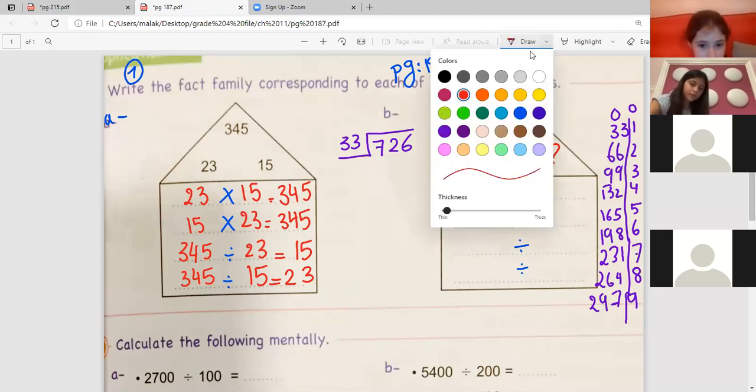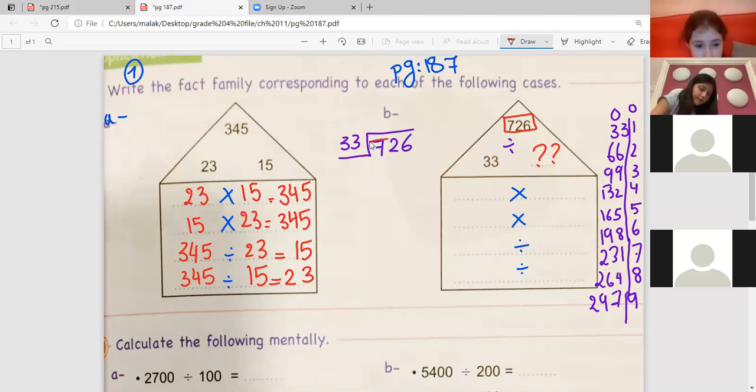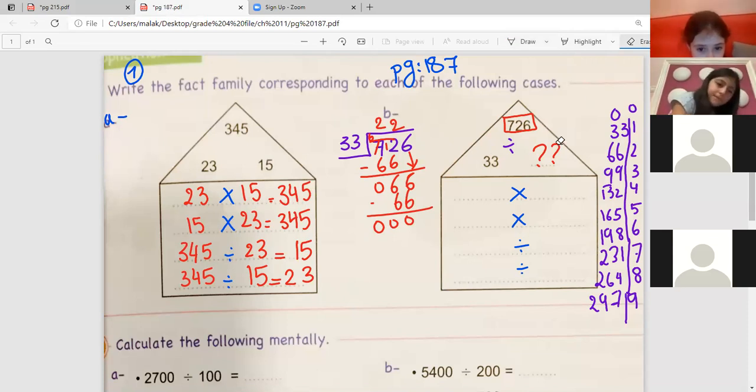Okay, so first of all, we see 7 is smaller than 33, so we take 72. 66 is closer, we put the 2 up, and 66 down, we subtract. 72 minus 66 is 6. We bring down the 6, so it's 66, and we put 2 up. Now we put 66, we subtract: 0. So the missing number is? 22. Thank you, Leia.